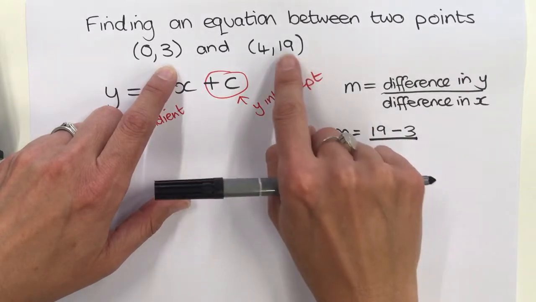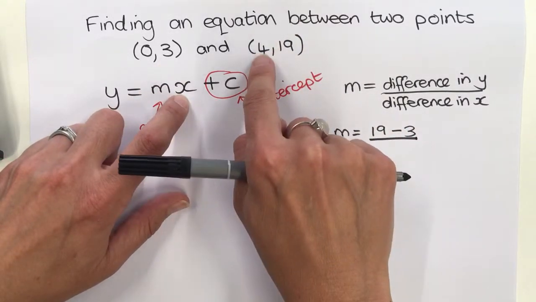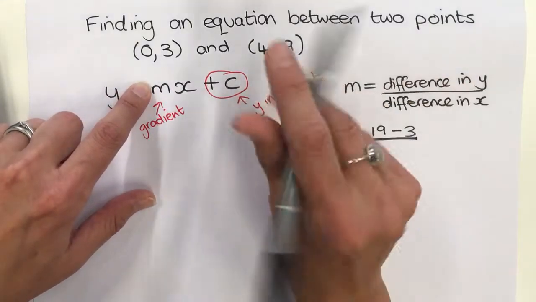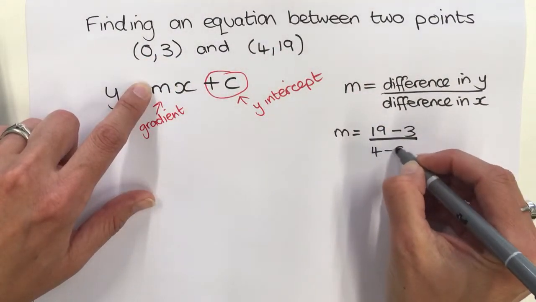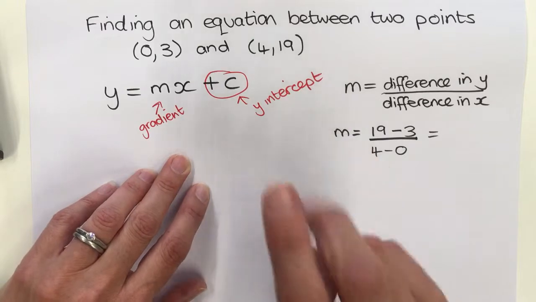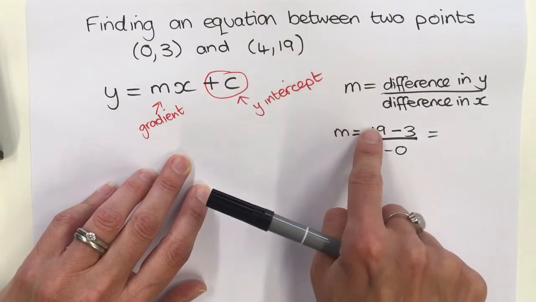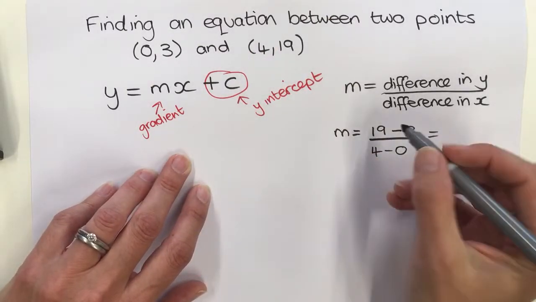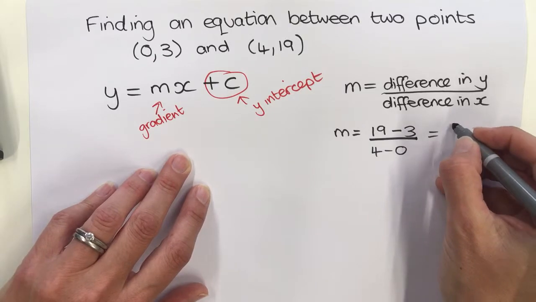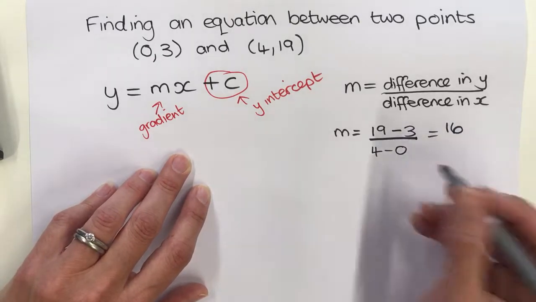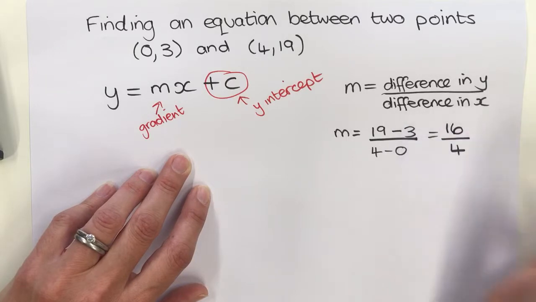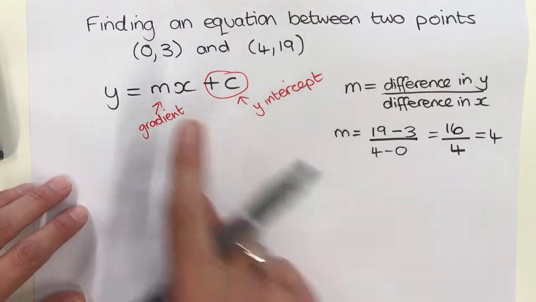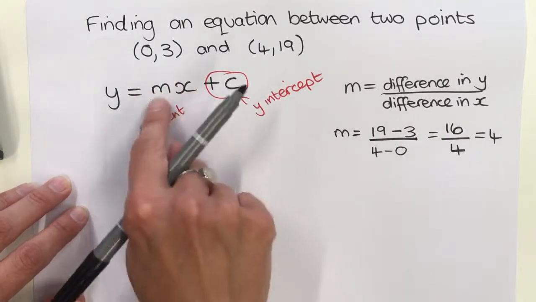Now if we started with the 19, so we start with this coordinate first, we need to start with the x coordinate here and subtract this one. So we do 4 minus 0, the difference in x. Remember, whichever coordinate you start with for the y, you need to do the corresponding one with the x. So we have 19 minus 3 is 16, and we have 4 minus 0 is 4. And 16 divided by 4 is 4. So that is the first part of my equation calculated.